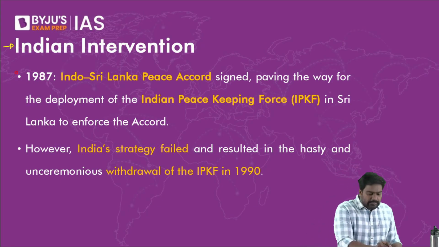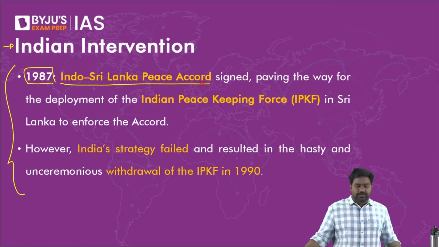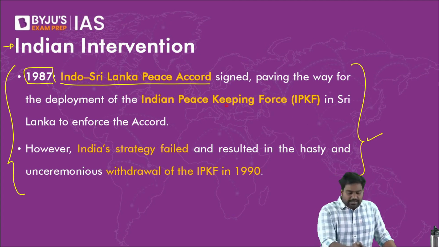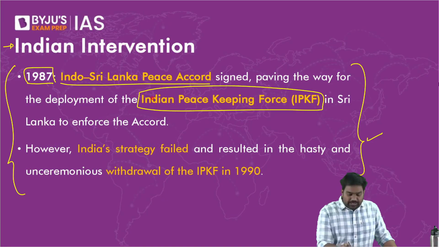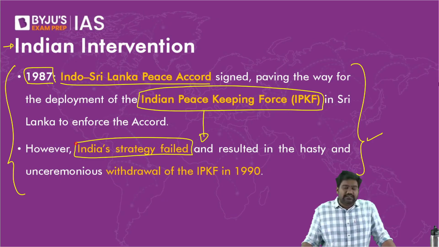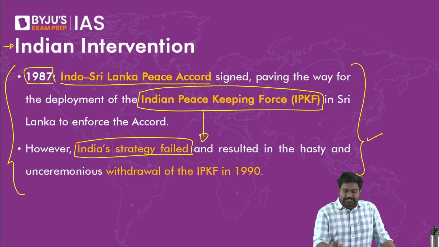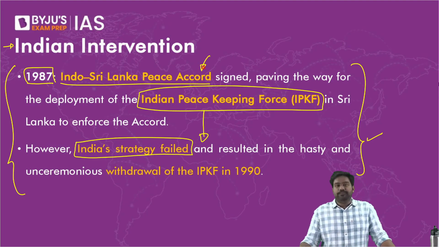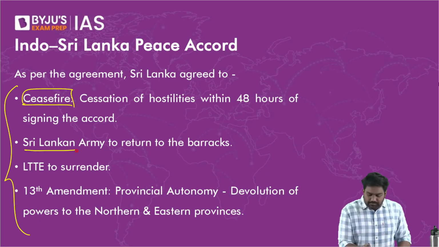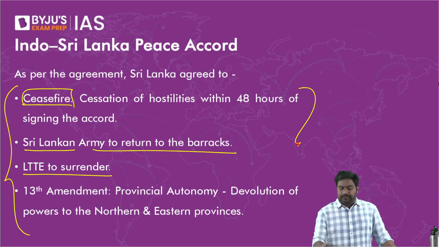We had covered until 1987 when the India Sri Lanka Peace Accord had been signed, following which the Indian peacekeeping forces had been deployed in Sri Lanka. I had explained how this strategy of India had failed as both LTTE and the Sri Lankan government went back on their commitments that were made under the peace accord. Under the peace accord, both LTTE and Sri Lanka had agreed for a ceasefire and both had agreed to bring the conflict to an end.